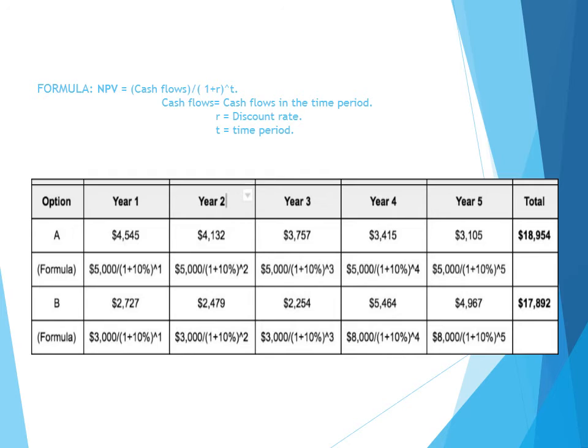So the total net present value for option A is 18,954, and for option B we have 17,892. For both option A and option B, I use the same formula to calculate the net present value.